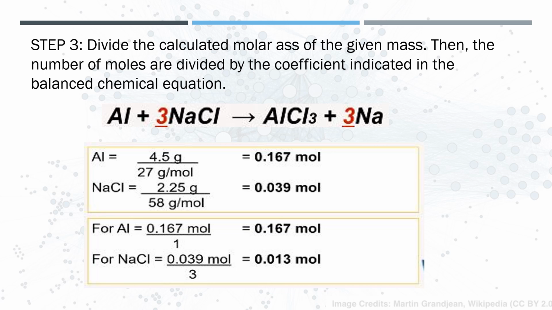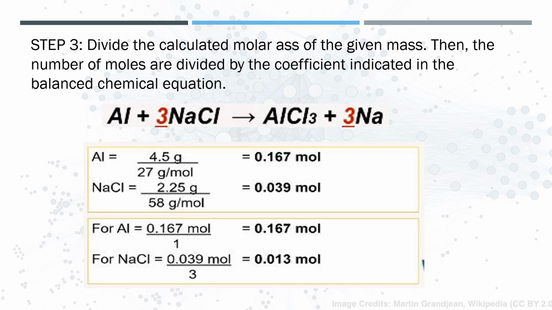So, for step 3, divide the given mass of a given element or compound by its calculated molar mass. Then the number of moles is divided by the coefficients indicated in the balanced chemical equation. So, how are we going to do this? Let's check this out. This is step 3. The question is, can we divide it into 2 parts?